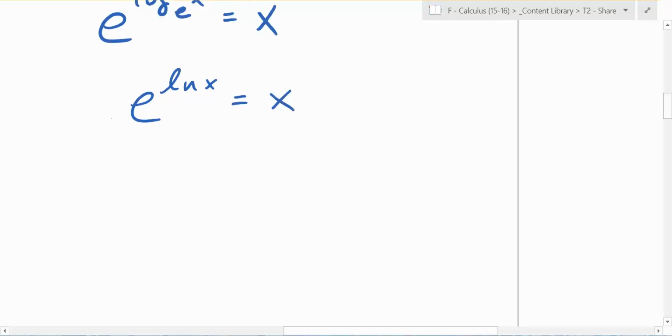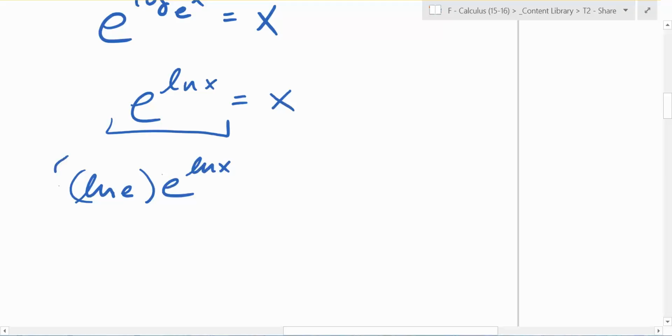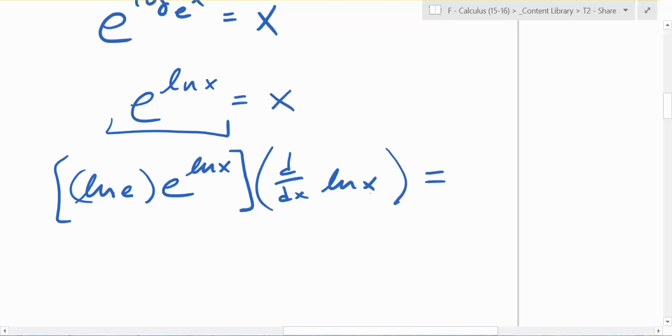So if I ask you for the derivative of this, what is the derivative of that? That's going to be ln e times e to the ln x. But then what do you have to multiply this by? Yeah, you have to do the derivative of ln x because of the chain rule. You need to multiply by the derivative of the top. We just did one like that, right?